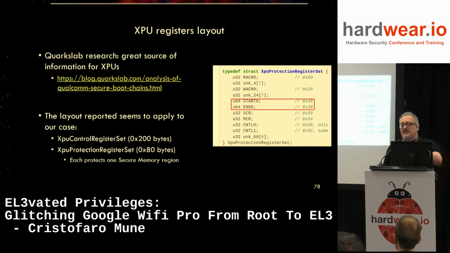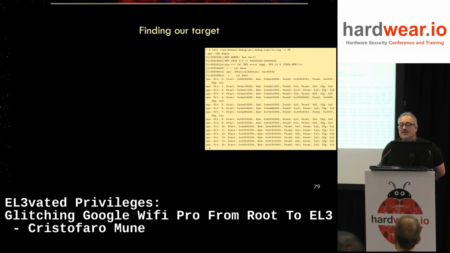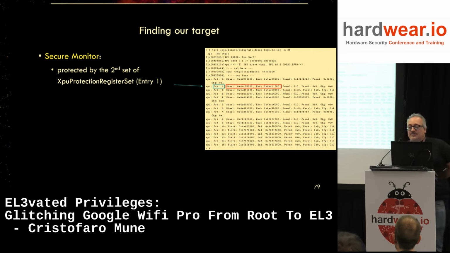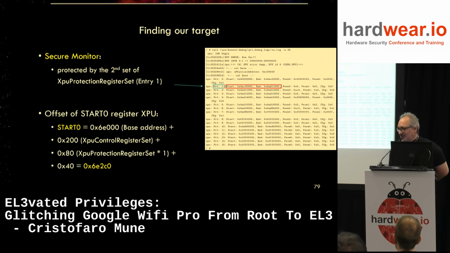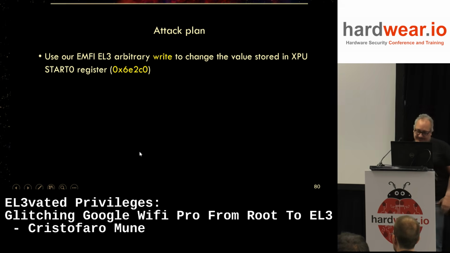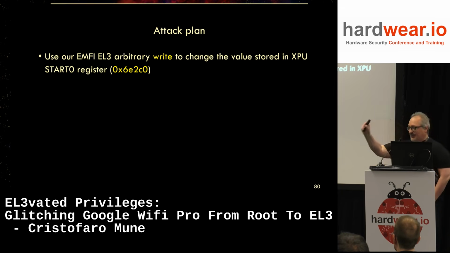So we know where the start and end address of every region in the register are. This means that we can tune our glitch such that we can write that register to unprotect the secure monitor. This is basically our intent. We just need to make a glitch that writes at 6E250. This is the math that goes through all the base addresses for whoever wants to go through that. So the attack is that we write at that address with our primitive. This means that our XPU will not protect the secure monitor anymore, or not as much as we want.